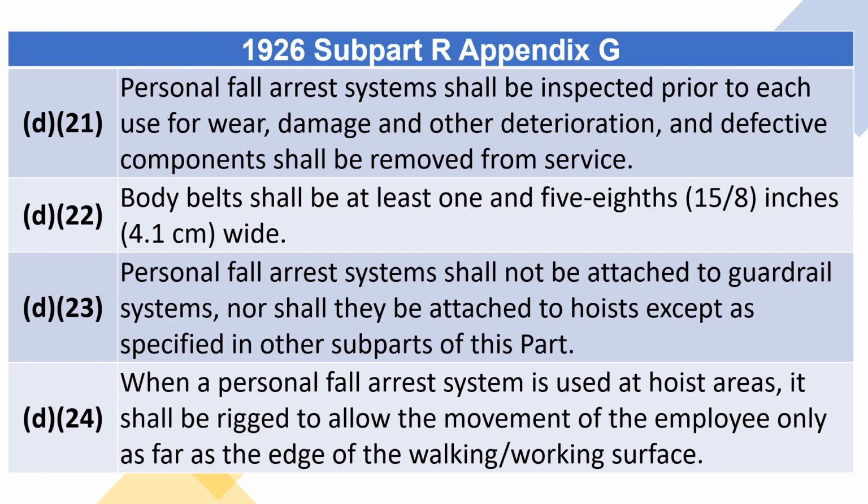D.22. Body belts shall be at least 1 5/8 inches (4.1 centimeters) wide. D.23. Personal fall arrest systems shall not be attached to guardrail systems, nor shall they be attached to hoists except as specified in other subparts of this part. D.24. When a personal fall arrest system is used at hoist areas, it shall be rigged to allow the movement of the employee only as far as the edge of the walking/working surface.